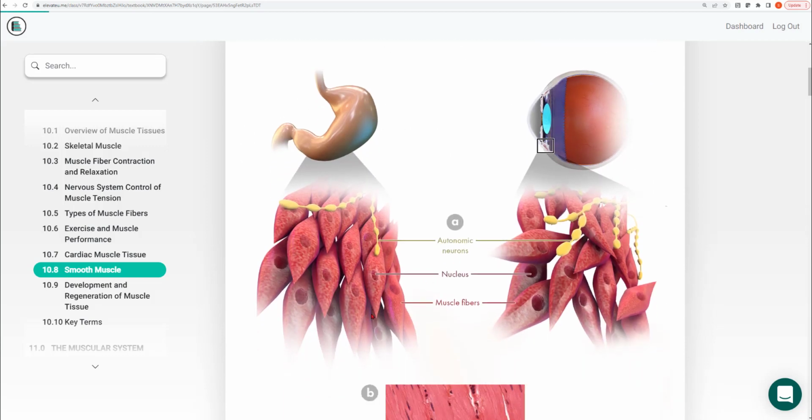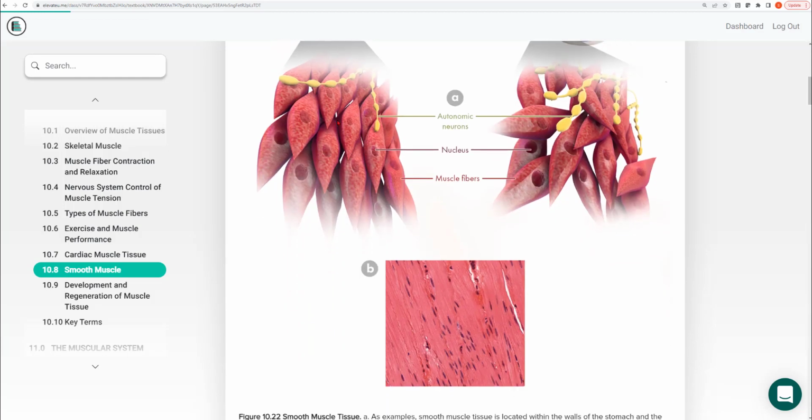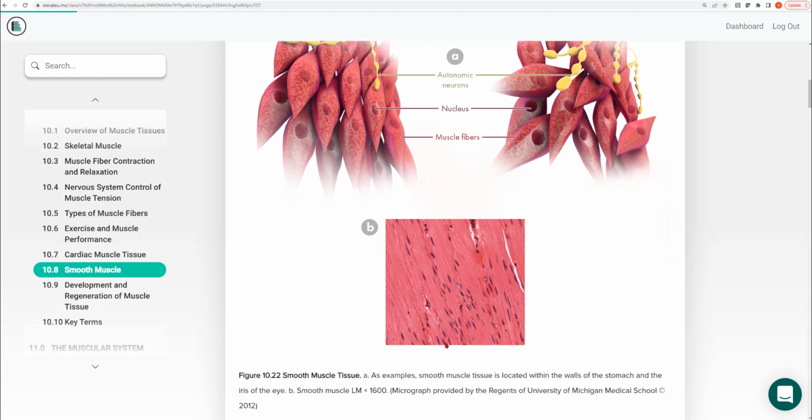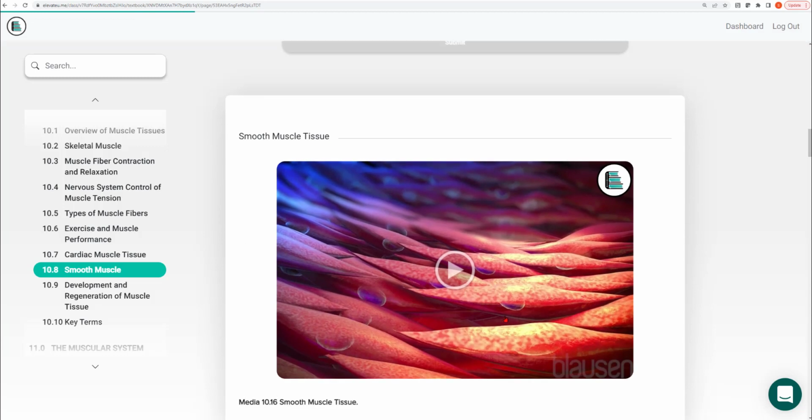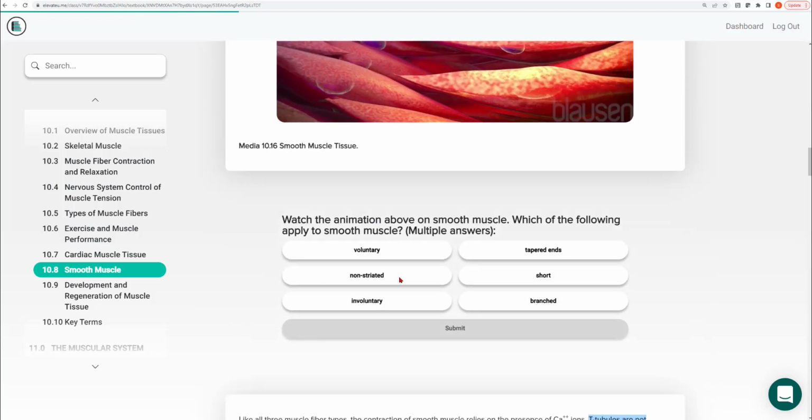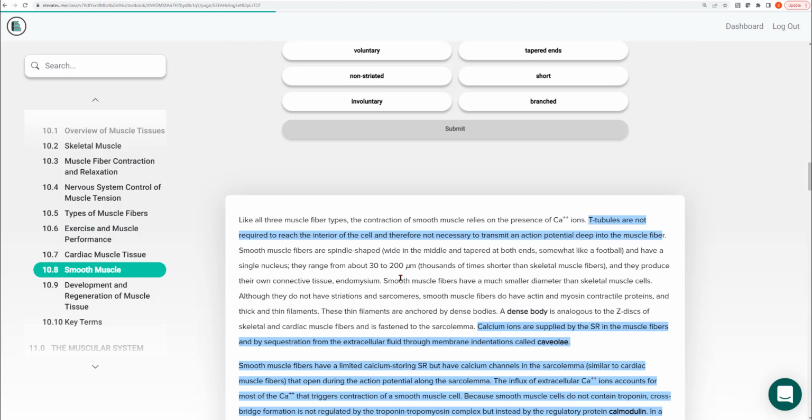Again, what we see in the artist rendition are these fusiform or these cigar-shaped cells, one nucleus, okay, and they have actin and myosin, but it's not arranged in the same way. Therefore, you do not see the striation patterns under the microscope. Watch this little video about smooth muscle tissue. When we get to the digestive system, we'll once again look at smooth muscle. Obviously, the stomach and the intestines have smooth muscle, and we'll see this again when we get there.